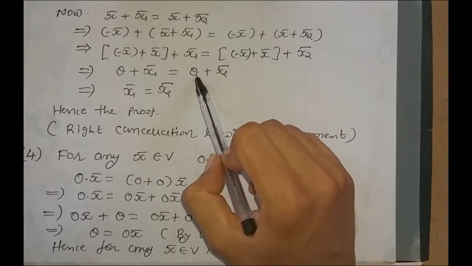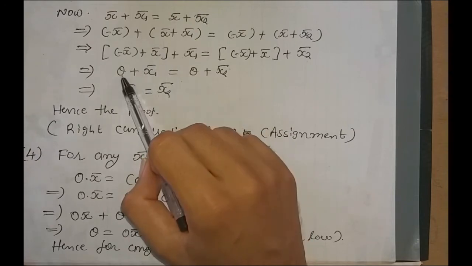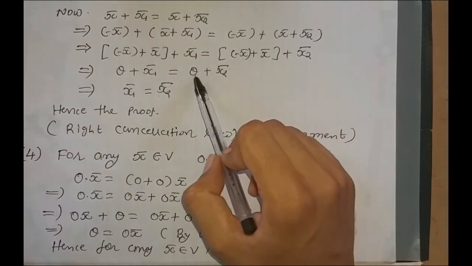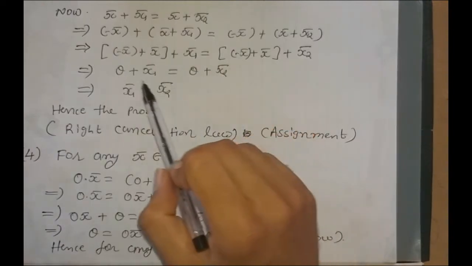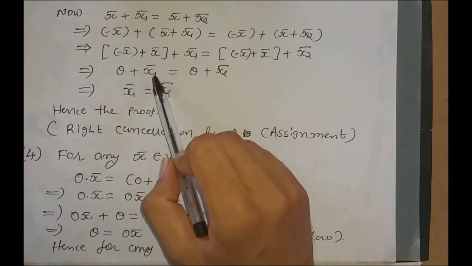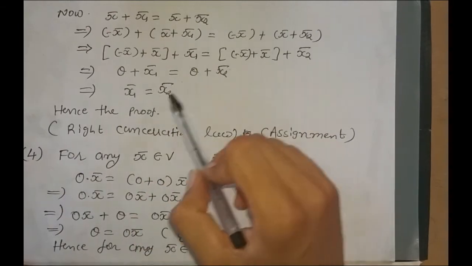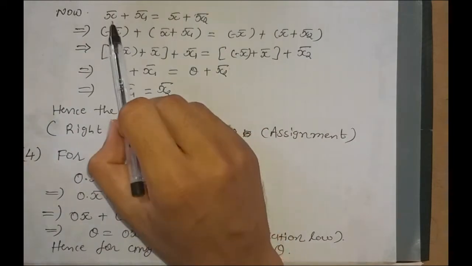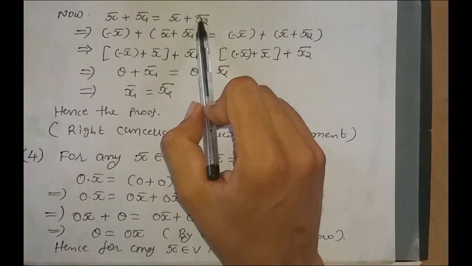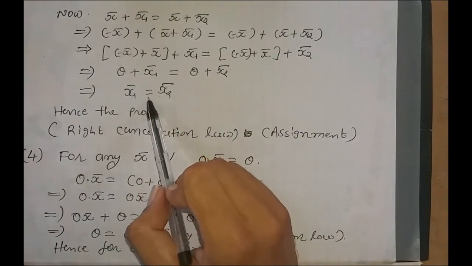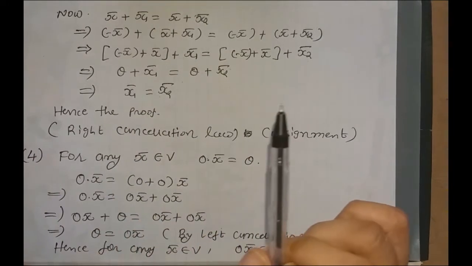Similarly, here we get the answer 0 vector. So minus of x bar plus x bar is equal to theta, and here it is also theta. So in our next step we get theta plus x1 bar and theta plus x2 bar. Now the vector addition of the 0 vector with a given vector gives the vector itself, here x1 bar, and here it is x2 bar. So if x bar plus x1 bar is equal to x bar plus x2 bar, then we get the answer x1 bar is equal to x2 bar. This gives the proof of left cancellation law.